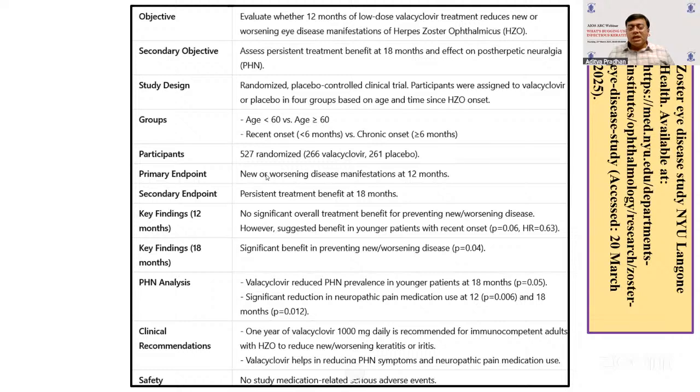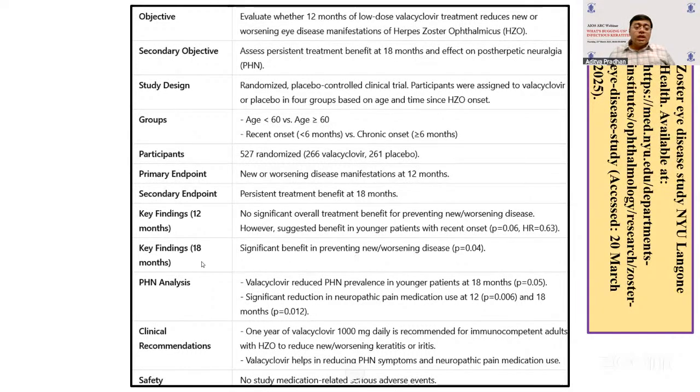So a lot of participants, the primary endpoint was new or worsening of the disease at 12 months. And the secondary endpoint was the post-herpetic neuralgia at 18 months. So if you see the key findings at 12 months, the primary outcome was, they didn't see a very overall treatment benefit in preventing new or worsening disease, but in the younger group with a more recent onset, there was a good benefit at the end of 12 months of giving 1 gram of oral valacyclovir daily.